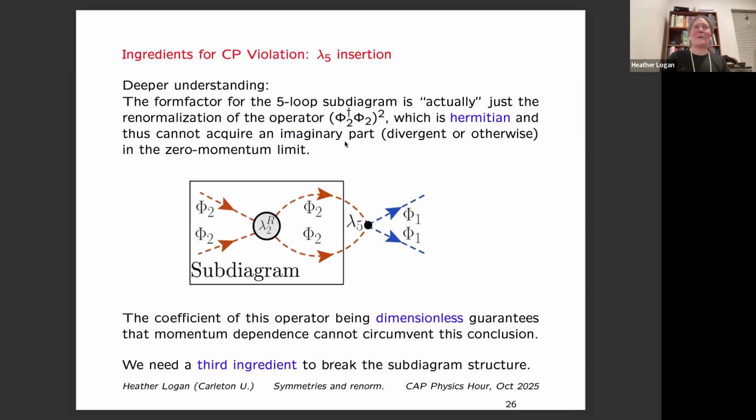There's a way to understand this more theoretically, which has to do with the fact that phi 2 goes to phi 2 is a Hermitian operator, so its coefficient has to be real, okay? I'm not really going to go into that.